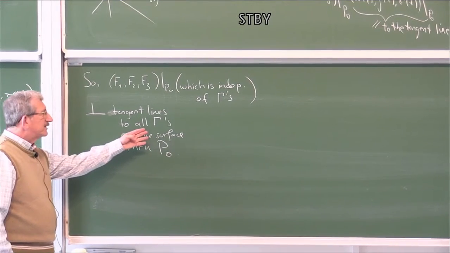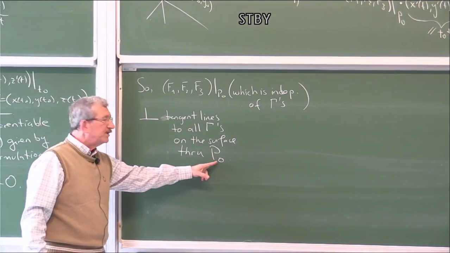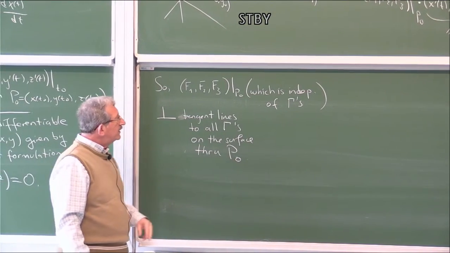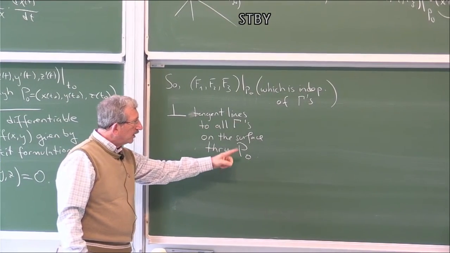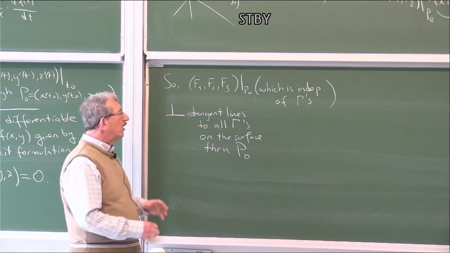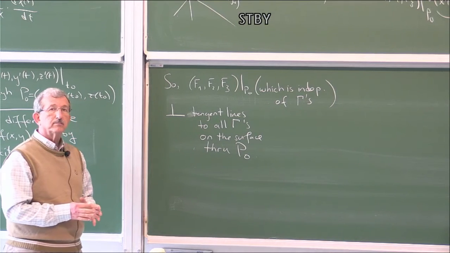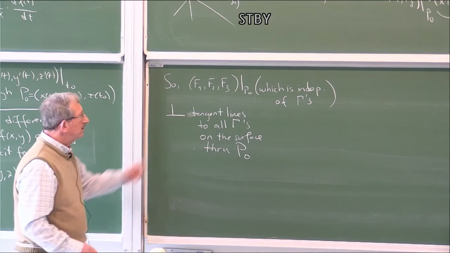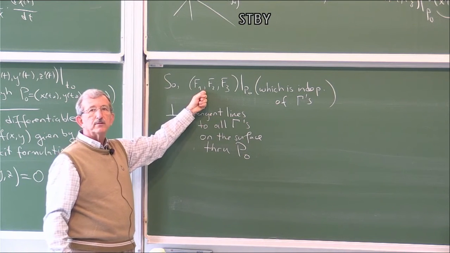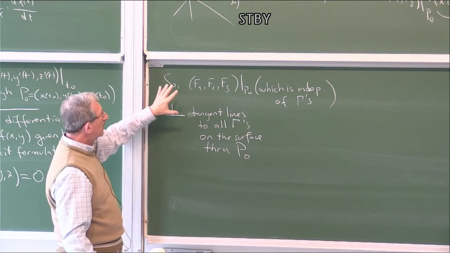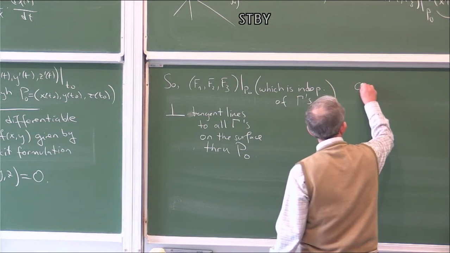Well, since these curves are on the surface and they do pass through P0, this means that all the tangent lines to curves through P0 lie in one plane, which is the plane through P0 and with this normal. Because all of these tangent lines are perpendicular to the same vector. So, conclusion.